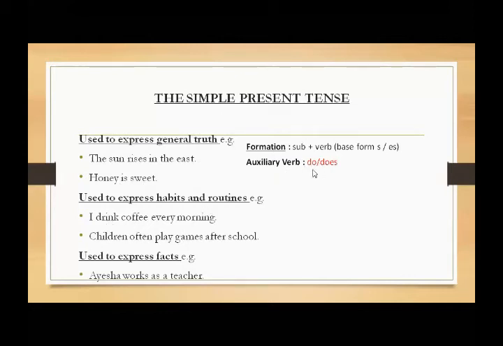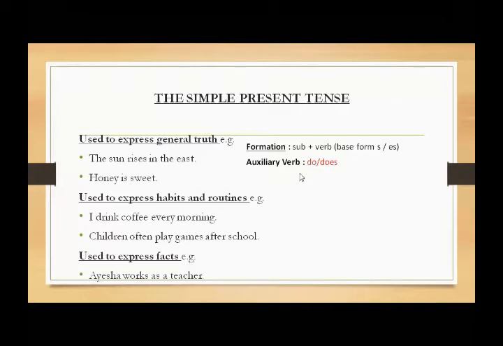So in simple sentences in simple present tense, we do not use auxiliary verbs. But when we change into negative, we have to use an auxiliary or helping verb. We have to use do when we don't use s or es, and we have to use does when we have to use s or es.